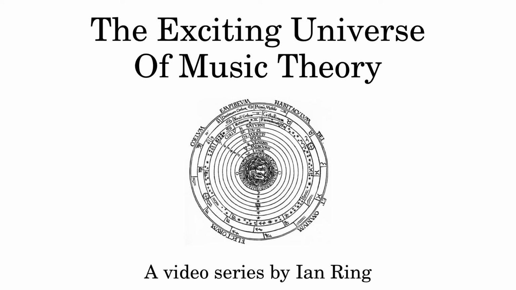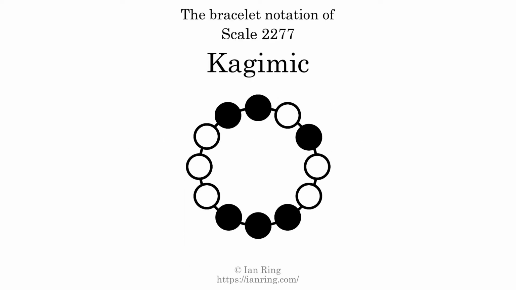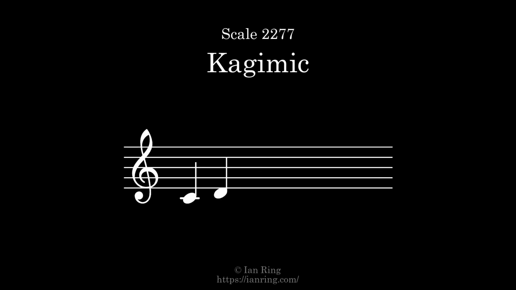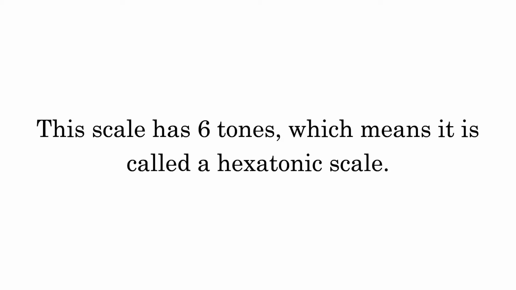Welcome to the exciting universe of music theory. Are you ready to learn? Then let's begin. Today we will talk about scale 2277, Kagimic, which sounds like this. This scale has 6 tones, which means it is called a hexatonic scale.